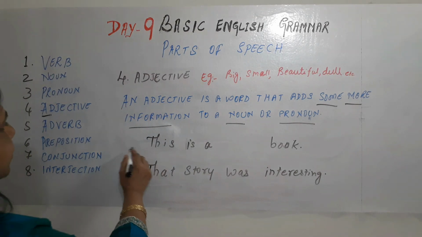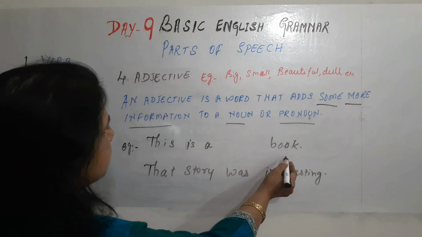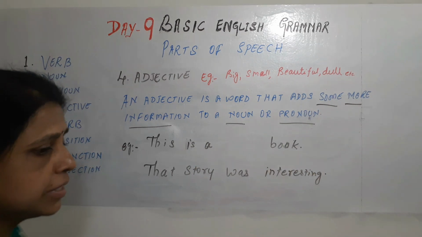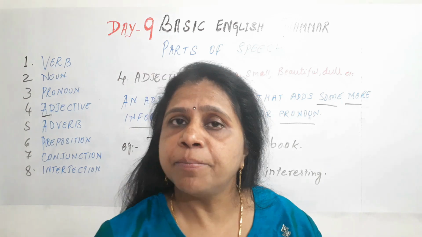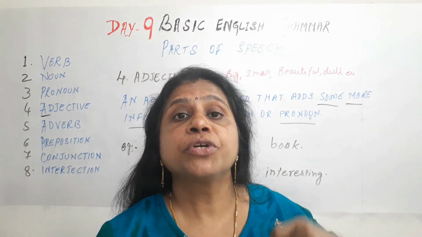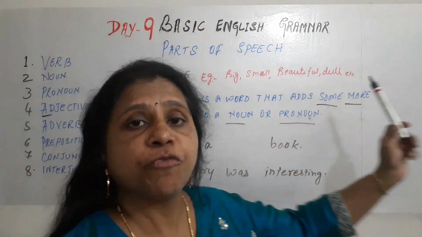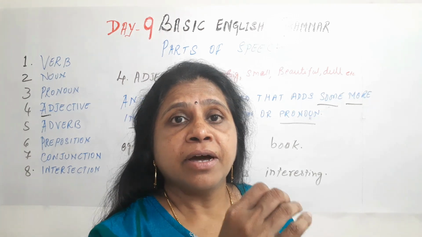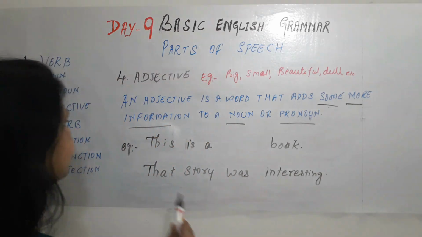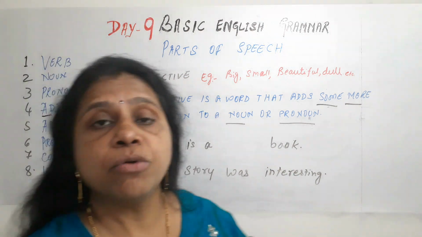We can see an example. This is a book. This is a book is a complete sentence. Whereas if you want to add some more information, how do we give that? This is a book. Okay, the book. How is that book? How does the book look?